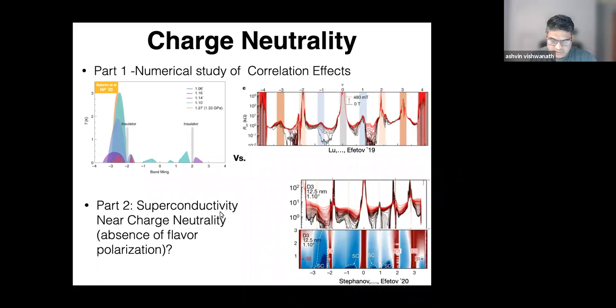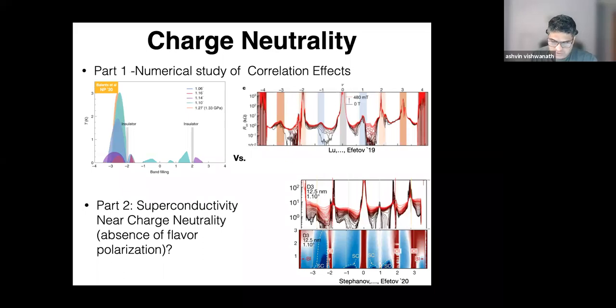And then I'll also talk a little bit later at the end, if I have time, about theoretical considerations related to superconductivity if it appears near charge neutrality. Okay, so what does appear near charge neutrality mean? For example, there's this experiment from the same group. They see superconductivity, these small domes over here appear near the charge neutral point where an insulator is seen. And we'd like to understand what constraints are placed on such superconductors when there is no flavor polarization present. Okay, and that'll be the second part of the talk.